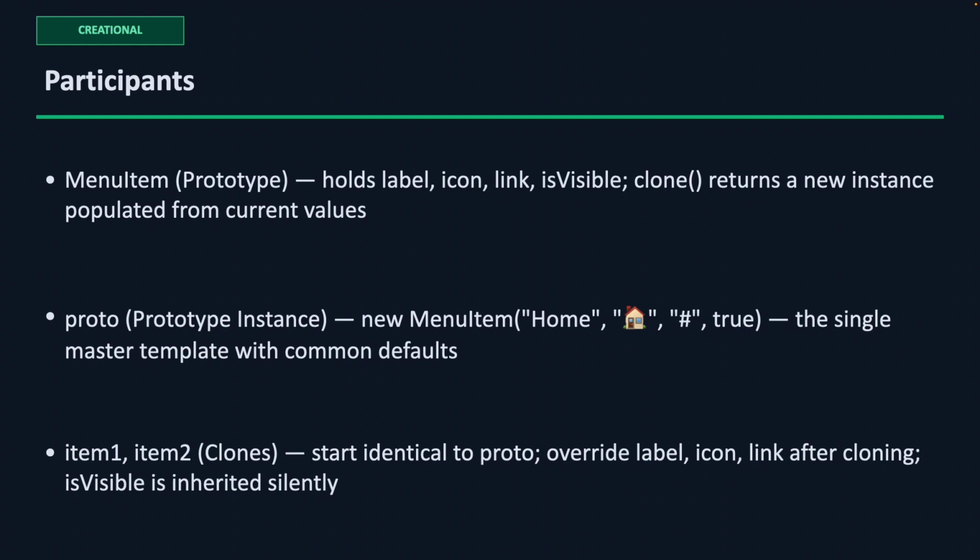A proto is a concrete prototype instance. It's created once with something like new menu item home with these arguments. This is the master template, the object with the most common defaults. And then here we have item 1 and item 2, which are the clones. Item 1 gets its own label, icon, and link, the about button. Item 2 is the services button, and they both inherit isVisible true from the prototype without a single line of code to set it explicitly. So here we have no abstract interface, no factory class, no registry, it's just a prototype, a clone method, and a client.